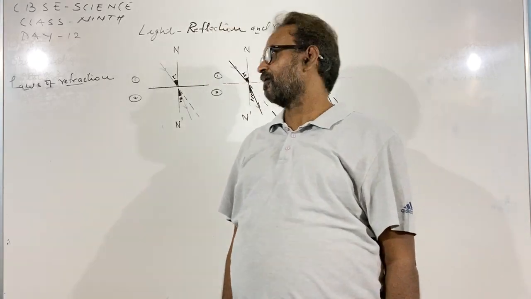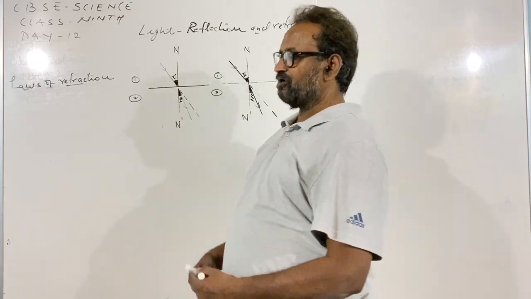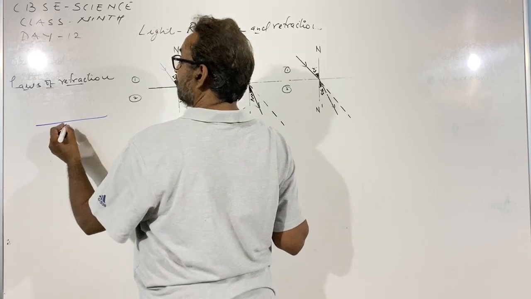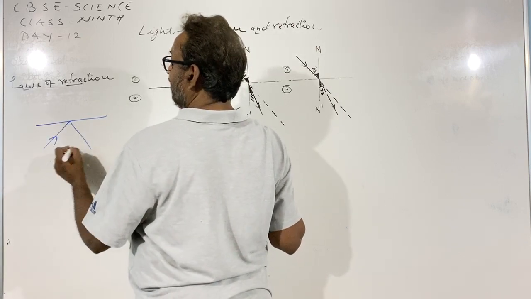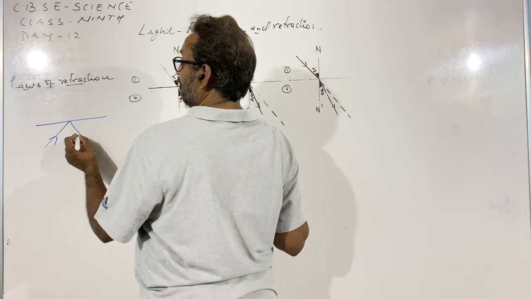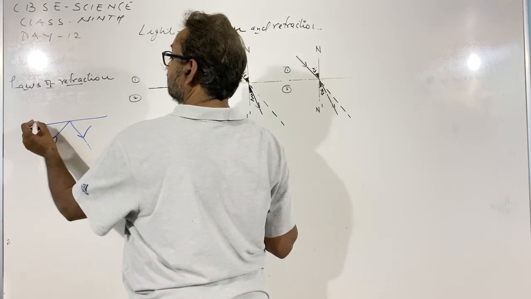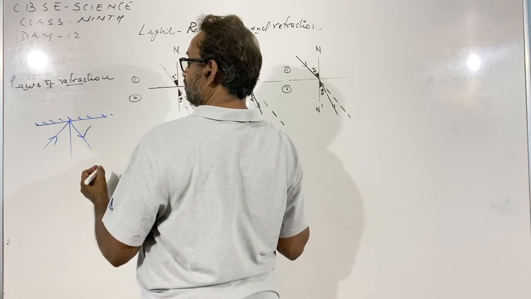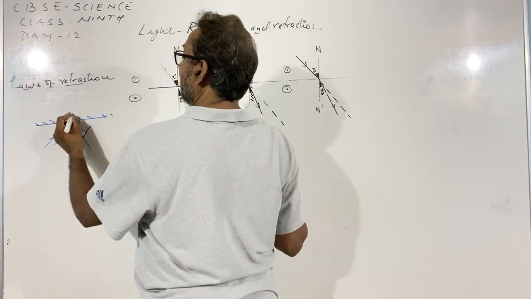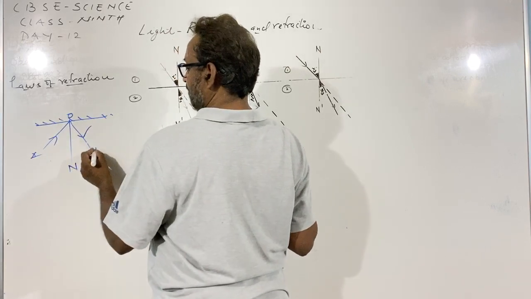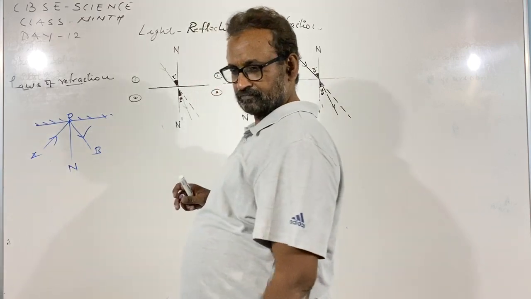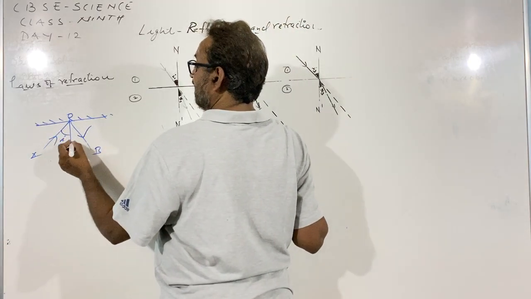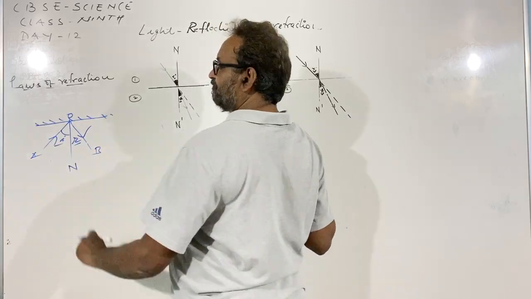Let's see. The first law states that incident ray, reflected ray, and the normal at the point of incidence all lie on the same plane. Second law, the angle of incidence is always equal to angle of reflection.